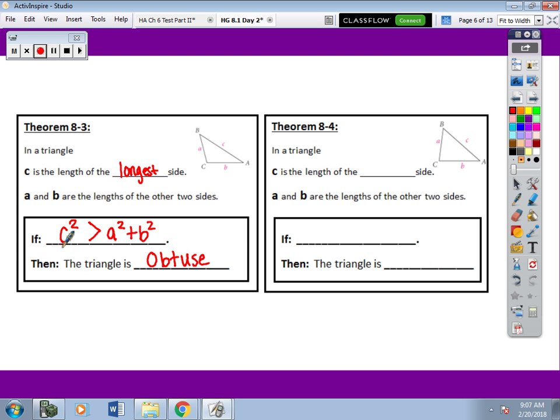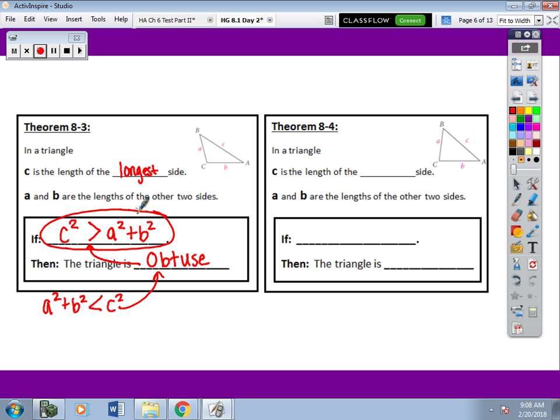The only reason that we do this is because it makes sense to see a greater than in obtuse, because an obtuse angle is greater than 90, so it helps you to memorize it. If you prefer to keep it a squared plus b squared, it will actually be less than c squared means obtuse. And that just doesn't make sense to students. Less than and obtuse just don't go together. So that's why I suggest that you flip it around and then it makes sense.